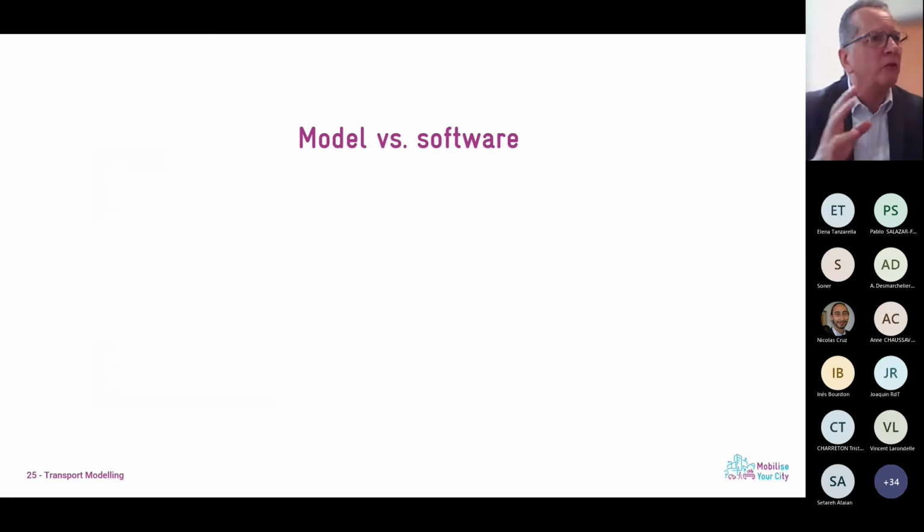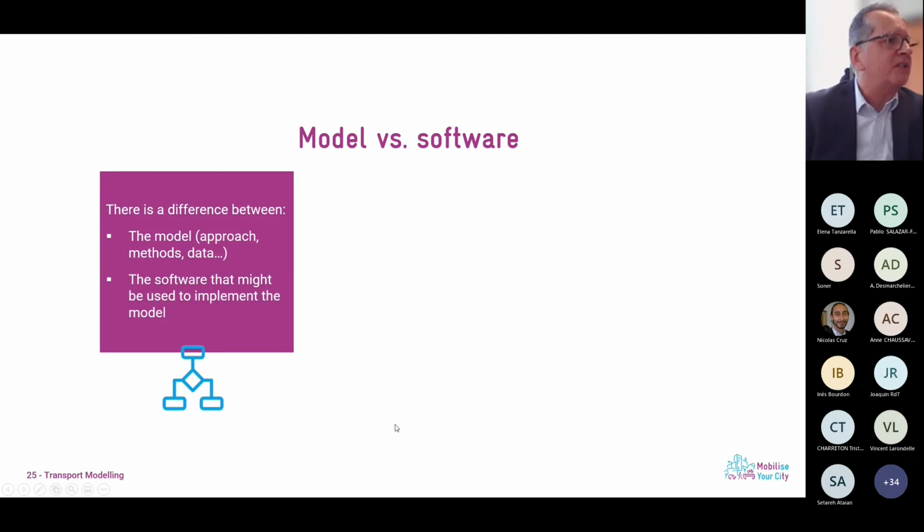Often there is a confusion between the model and the software. When you say, okay, I'm working on models, oh, what model do you use? Is it Visum? Is it Cube? There is the model, which is the approach, the methods, the data that are used, and the software that might be used to implement the model. But as I said, the chart that I showed at the beginning with the arrows is already a model, and there is no software except a PowerPoint. The software might be Excel. Okay, software is often useful because we speak of a complicated system, but it is important to see the difference.